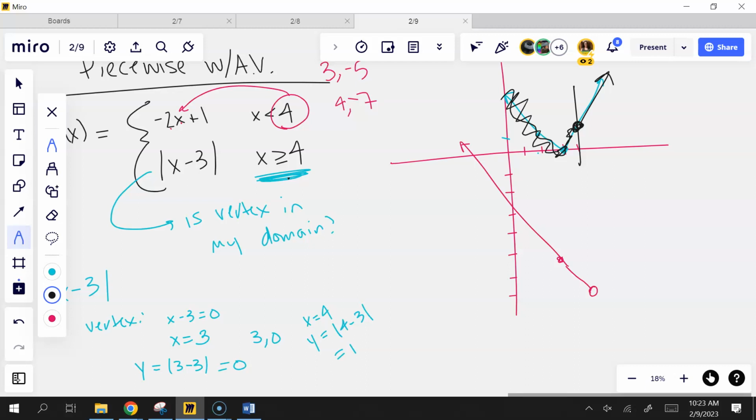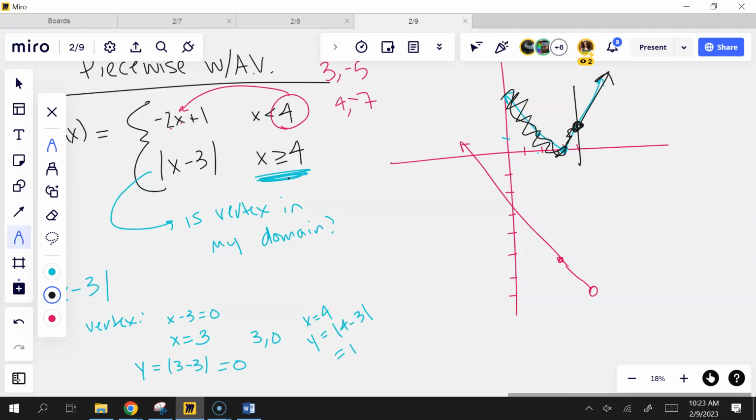Here's why this is important. Had that vertex fallen in, let's say my cutoff was here, then that vertex is in that range of numbers, and I have to include it. So I need to make sure. That's why I said, is the vertex in this domain? Is it included? Because I'll need to pick that up if it is.